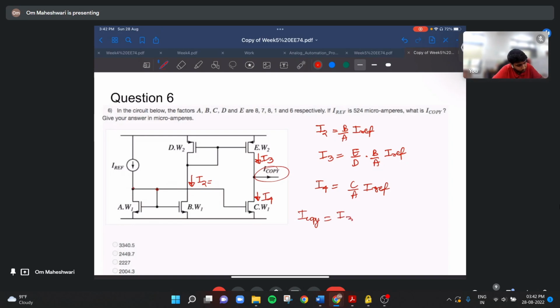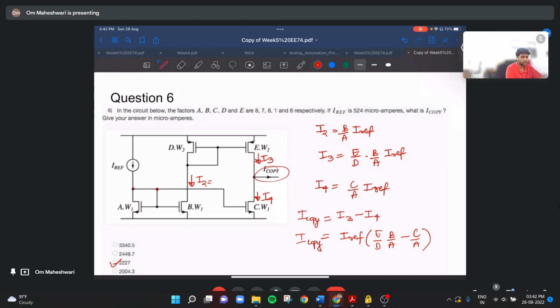I3 minus I4. Let us take IRef common: E by D, B by A minus C by A. So anyways, now you can solve this. I hope the concept is clear, right? So the answer will be one, if you put all the values.